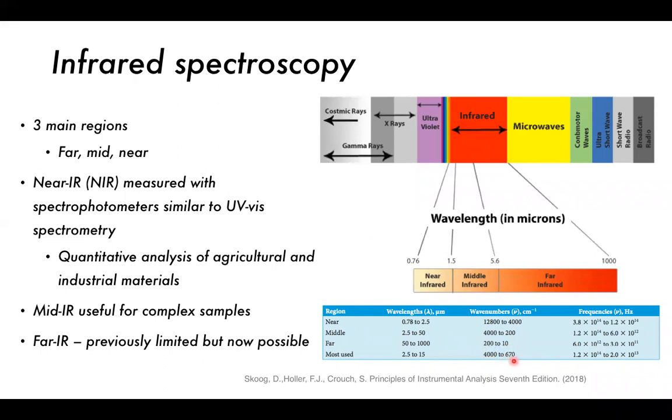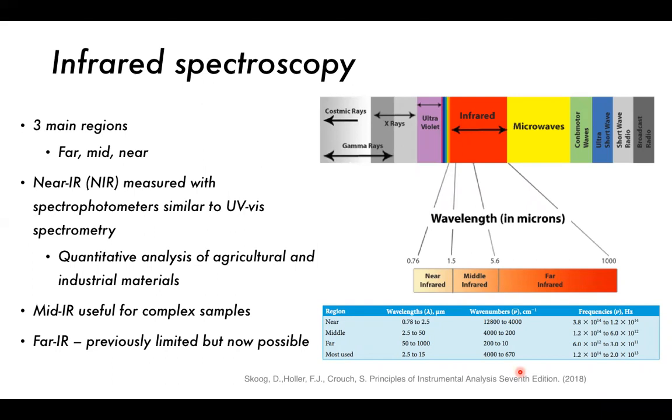Most used is from 4,000 to 670, so it's all in the mid IR. Usually we don't go, like the limit of the mid IR is about 200 wave numbers, but typically we only go to about 670 wave numbers. This is because the spectrum starts to get a lot more complex in what's called the fingerprint region. It's especially complex for organic molecules, but saying that, there's still a lot of important information which can be gleaned from your spectrum in that region. So it's not just something you should discard, but certainly up to 4,000 is very important.